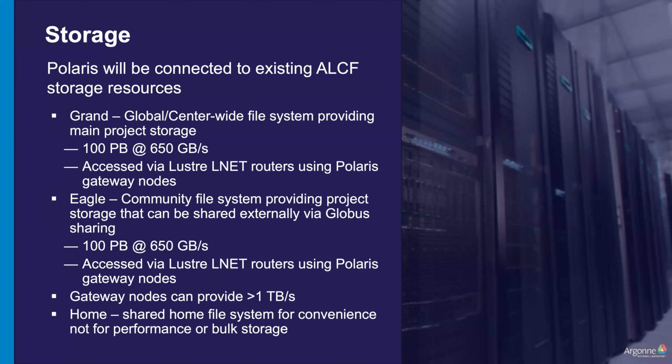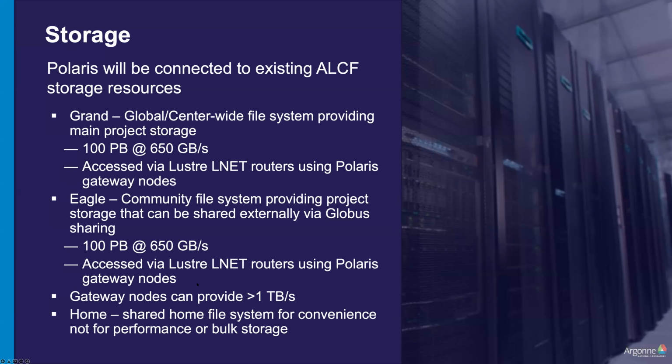And finally, Polaris doesn't have a dedicated storage system. It'll be using our existing storage systems. Depending on how well you're keeping up to date, ALCF has somewhat recently deployed 2 new file systems. They're called Grand and Eagle. They're both identical in hardware, so they're each 100 petabytes and have the same general throughput of 650 gigabytes a second. Grand's more the general project file system, whereas Eagle has some additional support in Globus for Globus sharing.